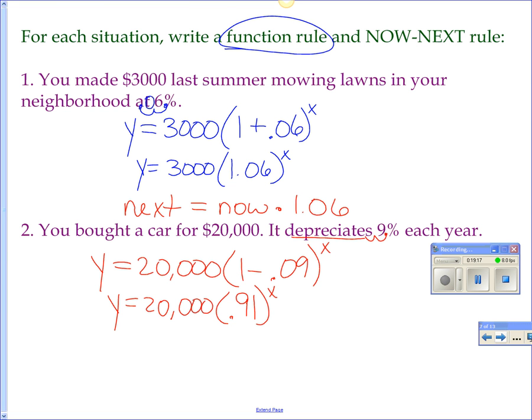All right, Brandon. How do I do this now next rule? What do I write? Next equals now. That's the order you always have to put it in. Next equals now. And Faith, what am I doing with the 20,000? Am I adding it or multiplying it? Multiplying it by what? 0.91. I'm multiplying it by 0.91.